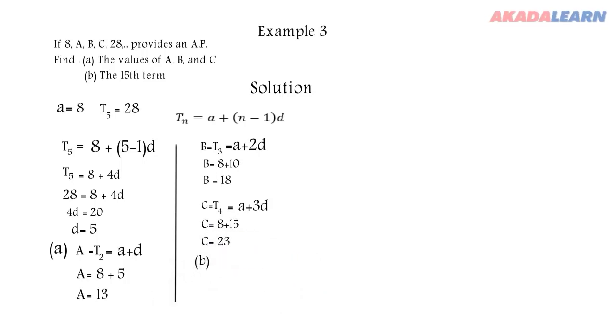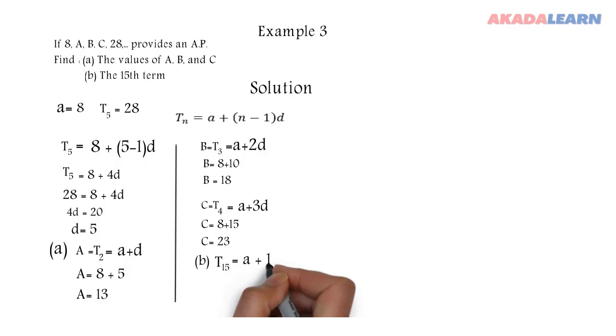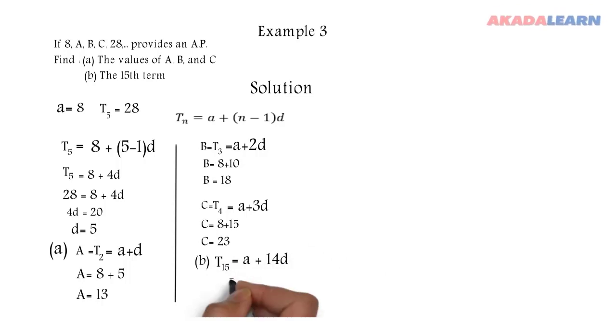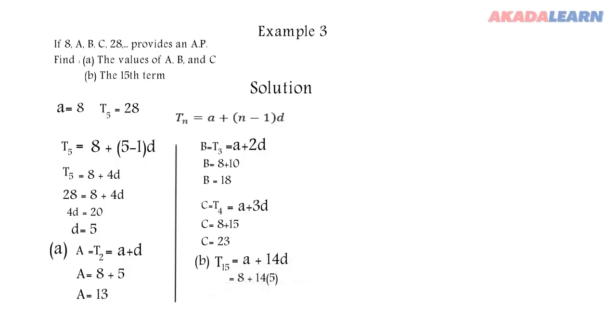So let's see the b part now, T15. How do we get our T15? T15 simplifies to a plus 14d. I hope you know where 14 is coming from, which is 15 minus 1. So we substitute in the value and we simplify, and our 15th term is 87.